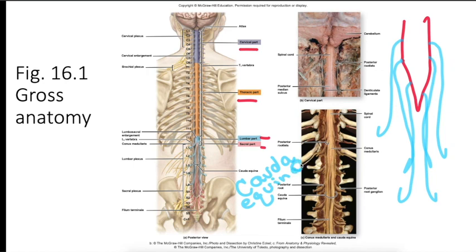That is an A there, sorry. Cauda equina. So early anatomists thought this looked like a horse's tail. I think it looks like strings of spaghetti. But that's what's in the lumbar region of your vertebral canal, this bundle of nerves.